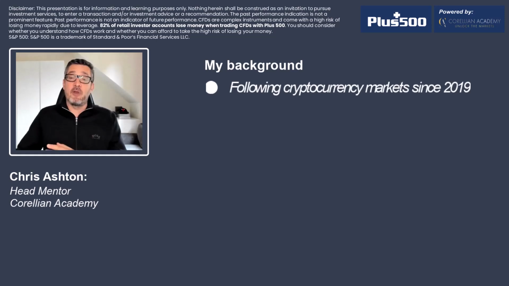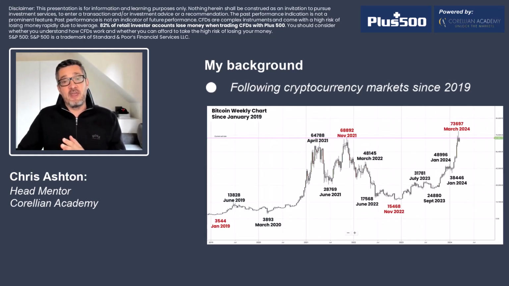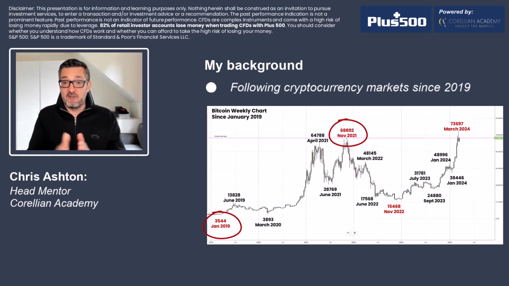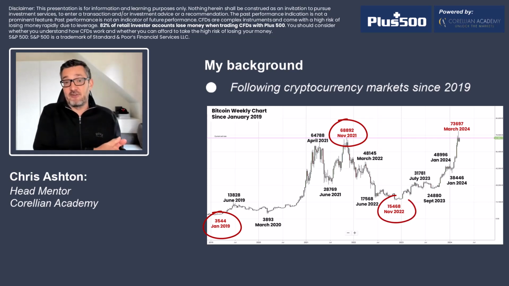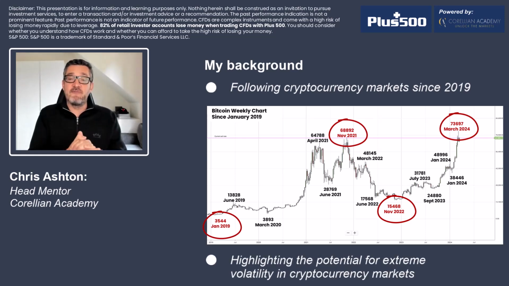Now, I have been following cryptocurrencies, in particular Bitcoin, since 2019, just before its first meteoric rise from $3,000 to $68,000, fall back to $15,000 again, and then rise to the current price levels we see today, which does highlight the potential for extreme volatility in these cryptocurrency markets.